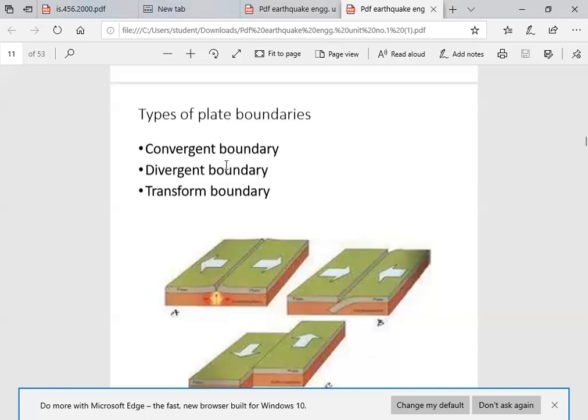So what is the difference between these three? First is the convergent boundary, second is the divergent boundary, and third is the transform boundary. You can see the picture number 1. The first case is about the divergent boundary. You can see figure number 1, which is showing a divergent boundary. Divergent means what? Two plates are moving away from each other, and that is shown in picture number 1.